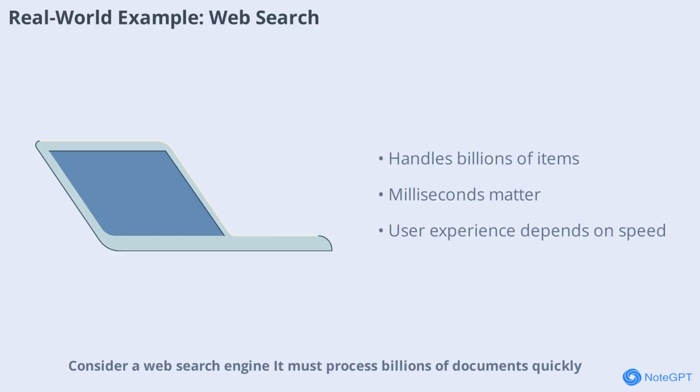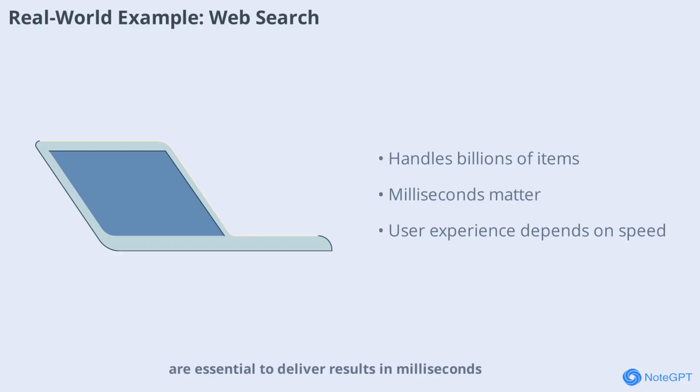Consider a web search engine. It must process billions of documents quickly. Efficient algorithms with low time complexity are essential to deliver results in milliseconds.